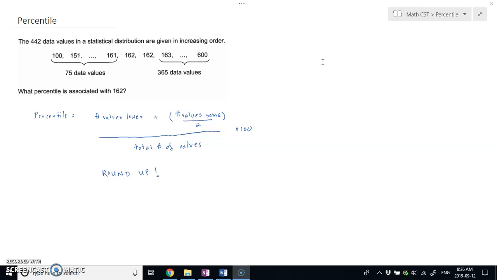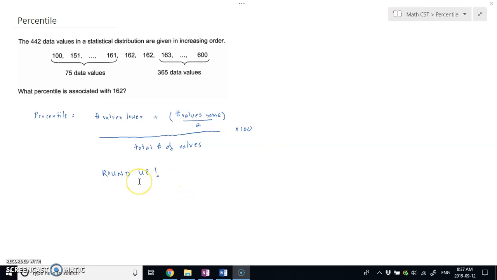And most commonly I see students getting 0 when they don't round correctly, so we're going to tackle that problem right here. So the question on the left is a kind of example that you might see on the exam, and it says the 442 data values in a statistical distribution are given in increasing order. You can see that those values go from 100 all the way to 600. They ask what percentile is associated with 162.